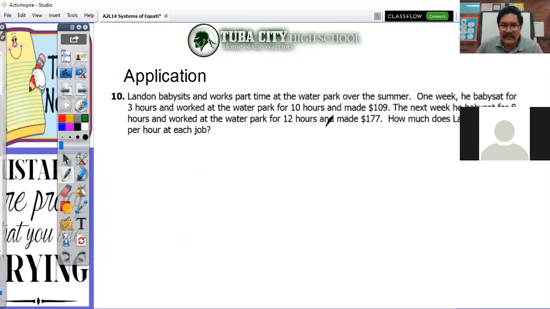This one's a pretty easy one. Both of the clue statements, so every single word problem has an introduction. So he works at the water park and babysits. That's the introduction. Tells you what to expect. He babysat for 3 hours. So we'll put 3 for babysitting. And 10 for, I don't know, water park. And he made $109.